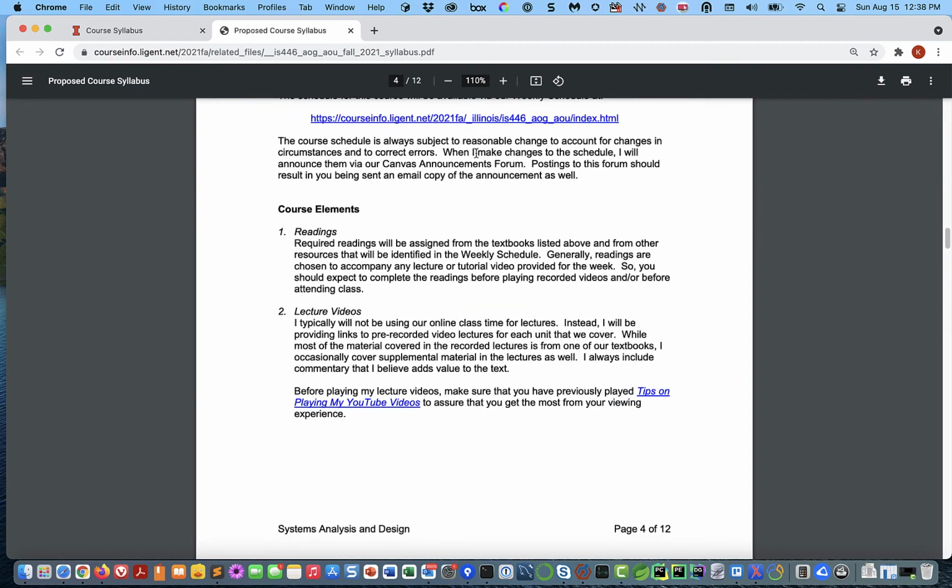There's a link here to the course schedule. We've already been there. Here's a list of course elements. So we've got readings. I recommend that you do the readings. We've got lecture videos. I'm going to lecture on some of the readings, typically the chapters from the Spurrier and Topi books. There'll be some overlap between the lectures and the readings, but I try to add a lot of commentary, so I think it'll probably make sense both to read and play.